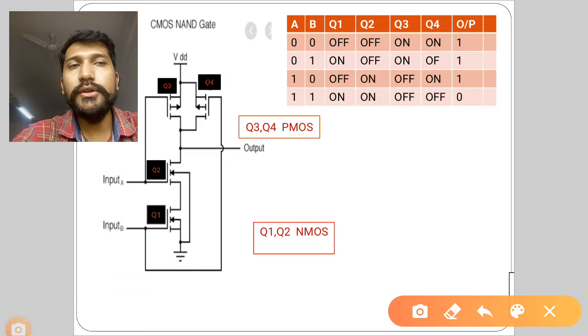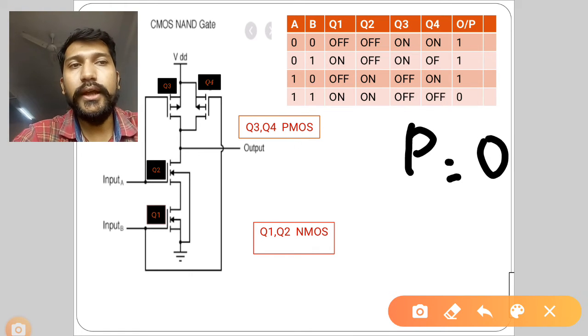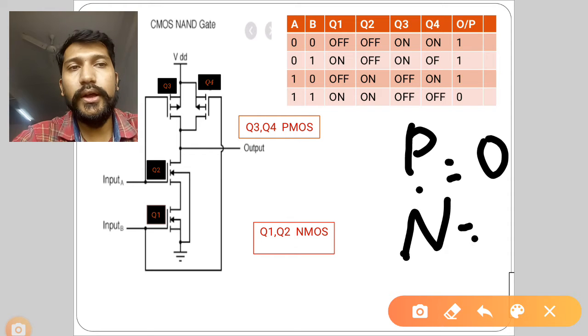According to the principle of CMOS, a PMOS becomes on when it gets input 0, and an NMOS becomes on when it gets input 1. So remember one thing: PMOS, when it gets input as 0, becomes on, and NMOS, when it gets input as 1, becomes on. So let us start with the operation.